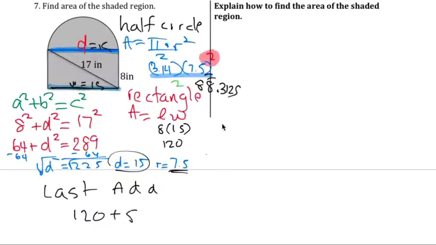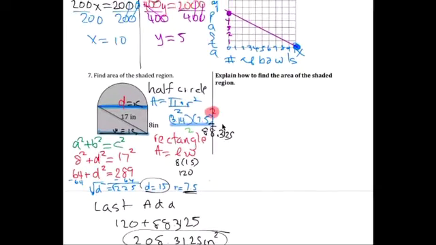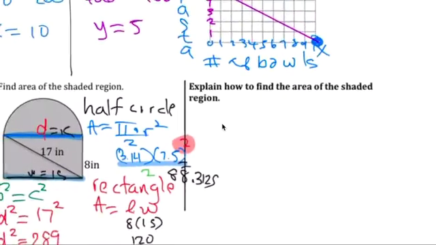And last, you add 120 with 88.3125. And you should get a total area of 208.3125, and this is inches squared. That's your final answer there. So how do you need to explain how to find it?